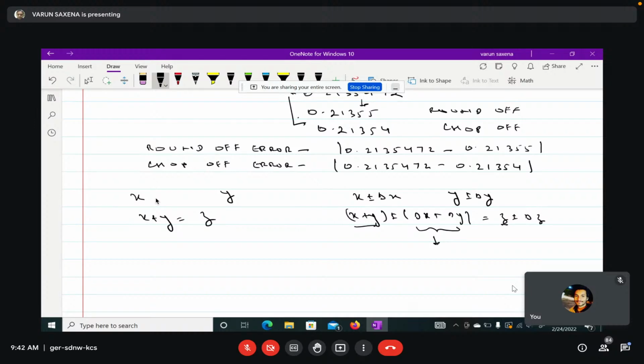You cannot avoid this. But if this is sufficiently small, and if this is sufficiently small, then even if you add them, the result should be sufficiently small, of the order of 10 to the power minus 6, 10 to the power minus 7. Even if they get added, it doesn't really make much of a difference, because then the addition is also a very small number.